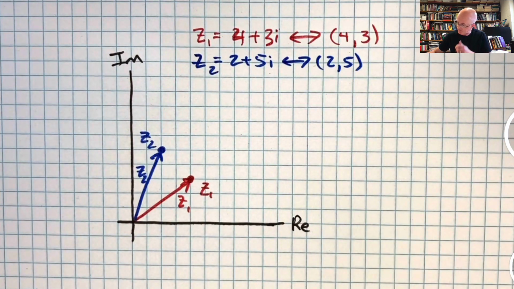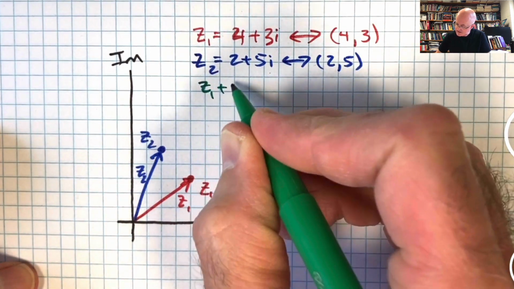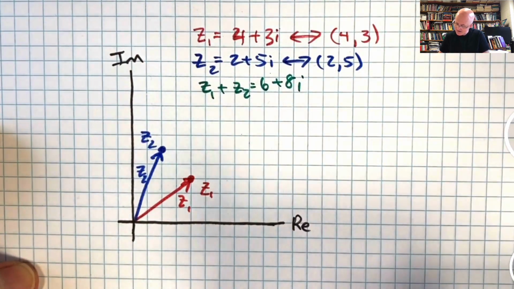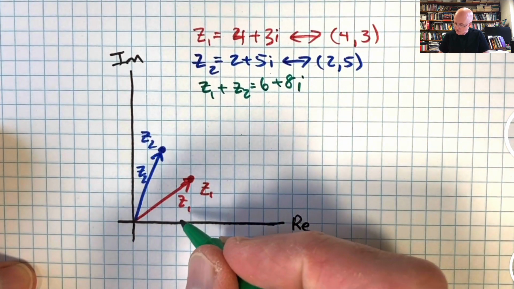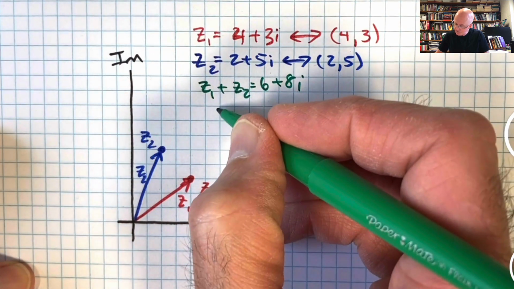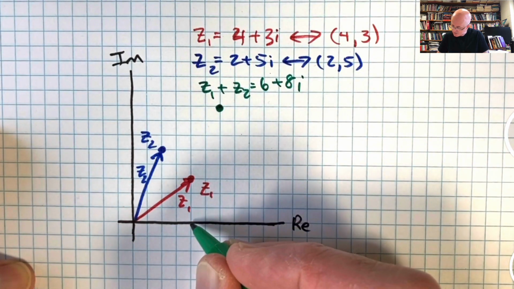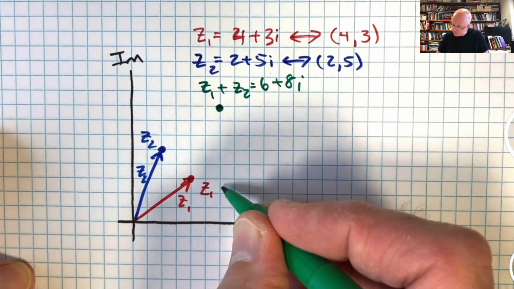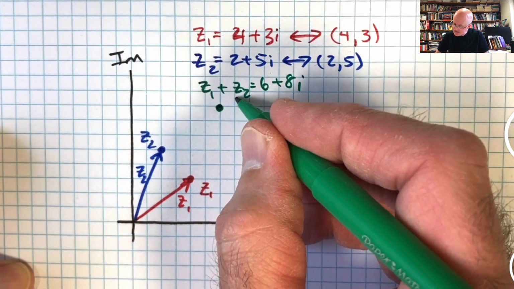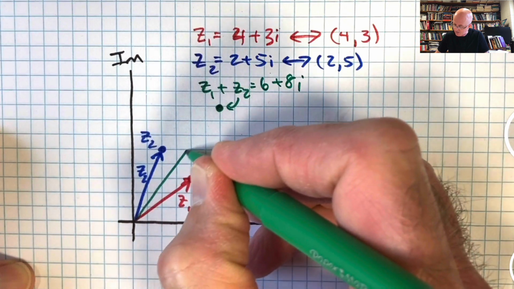Where is their sum? Let's draw their sum in green. Z1 plus Z2 is 6 plus 8i. So where is that? Move to the right by 6 and up by 8. That's going to bring me right there. Make sure I've counted right here. 4, 5, 6, 2, 3, 4, 5, 6, 7, 8. That is going to be Z1 plus Z2, and I can represent that as an arrow.